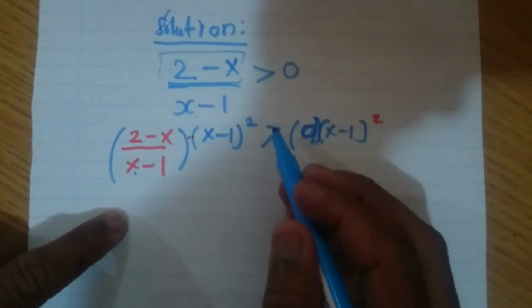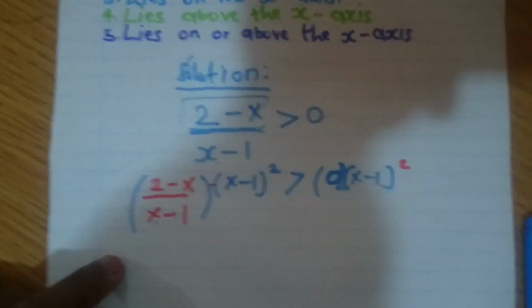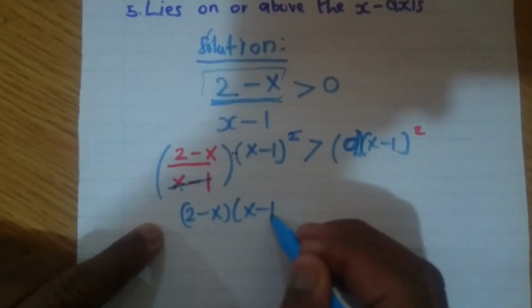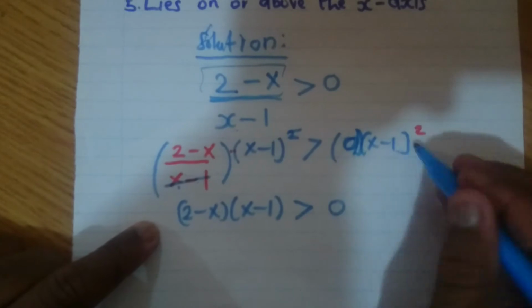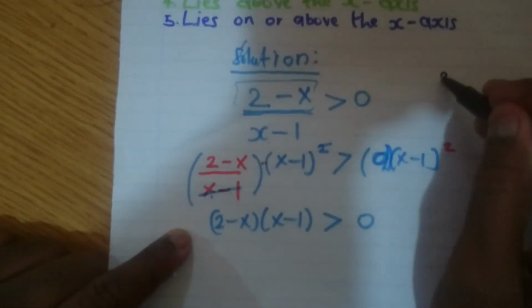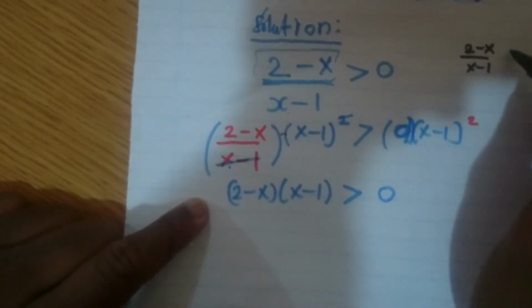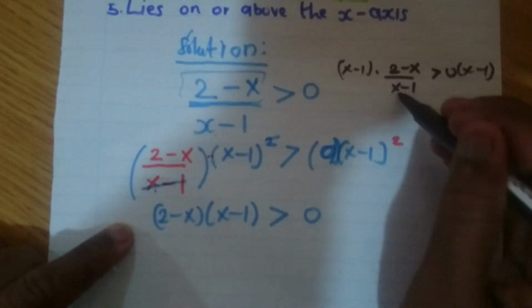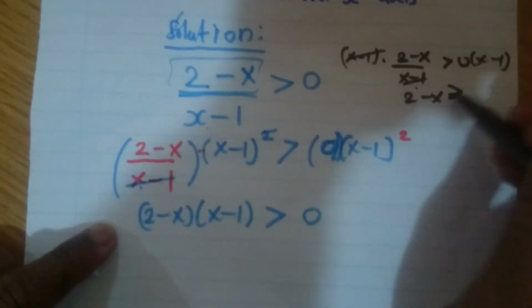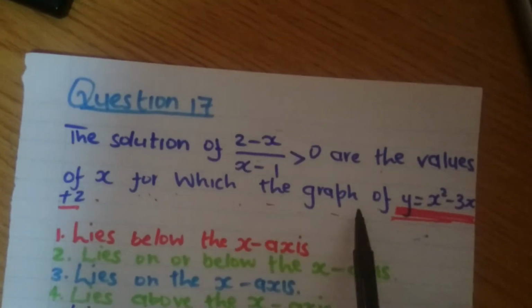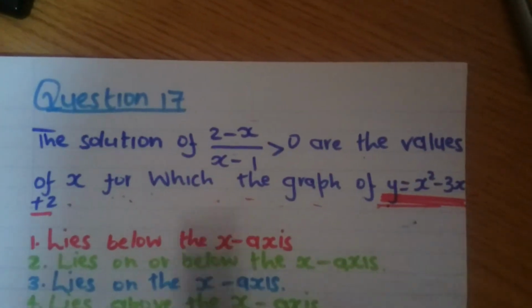Let me finish this, then I'll show you the other part. So the x - 1 and one factor of (x - 1) cancel, and we have (2 - x)(x - 1) greater than 0, since anything times 0 is 0. But if I were only to multiply by x - 1 throughout, it wouldn't be quadratic. It would just be a normal inequality, and that's not the intention, because they say these are the values of x for which the graph of y = x squared - 3x + 2.